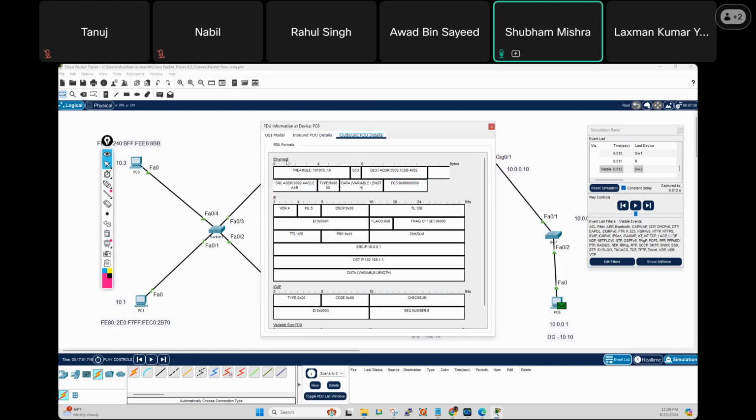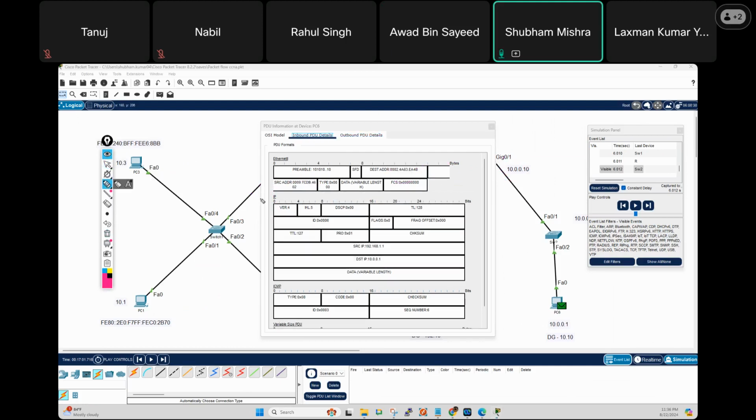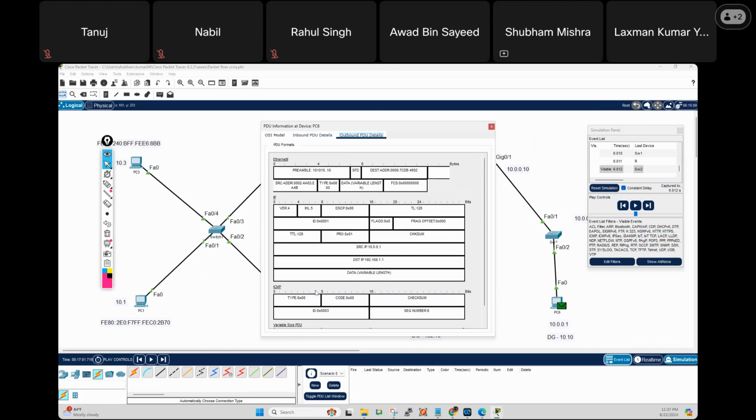I told you in the previous class, if you remember, what is the type field? 0x08 means this is the request. And when you get 0x00, it means this is the reply. What is the type field? 0x00. It means this is the reply. Are you clear, everyone?